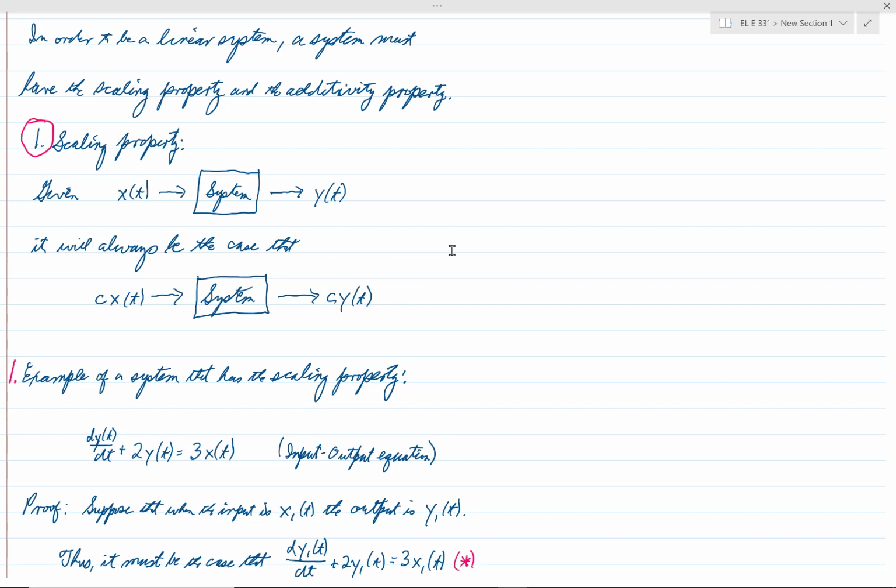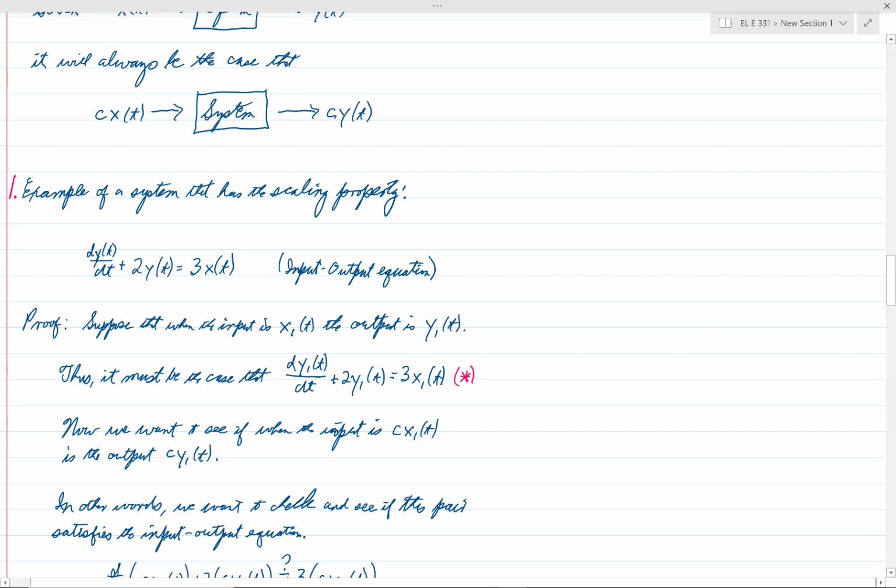So now let me give you an example of a system that does have the scaling property, and then we'll look at an example of a system that does not. So an example of a system that does have the scaling property is a system with this input-output equation. Now again, remember that y of t is the output of the system and x of t is the input. So I'm saying that for a system that has this relationship between the output and the input, that system does have the scaling property. So let's prove that. Let's see how we can understand that that's true.